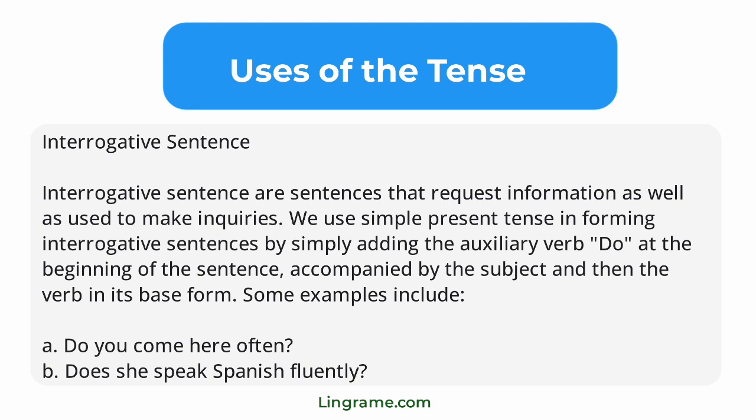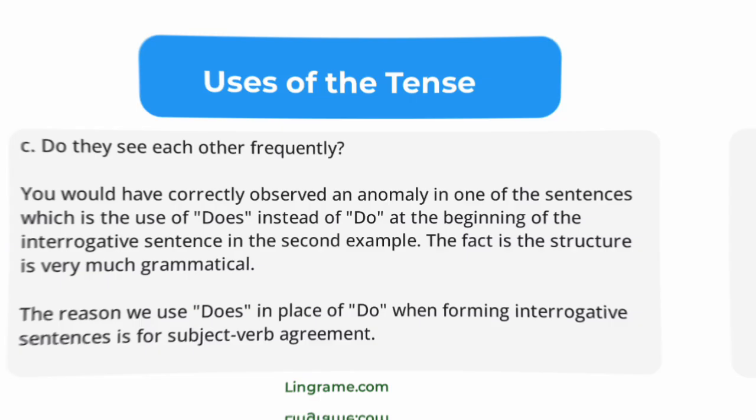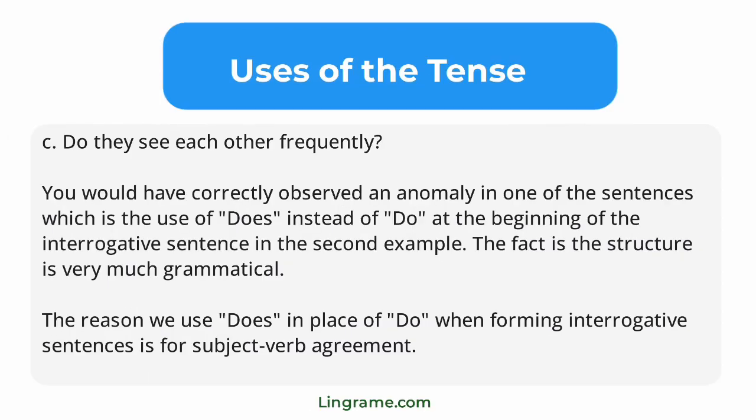Interrogative sentence. Interrogative sentences are sentences that request information, as well as used to make inquiries. We use simple present tense in forming interrogative sentences by simply adding the auxiliary verb, do, at the beginning of the sentence, accompanied by the subject and then the verb in its base form. Some examples include: do you come here often? Does she speak Spanish fluently? Do they see each other frequently?